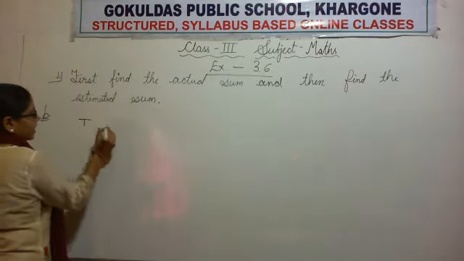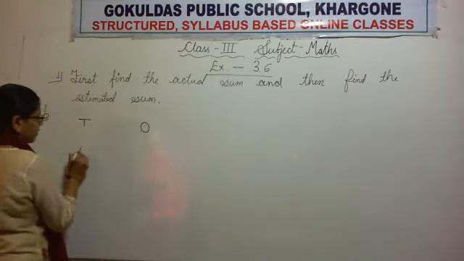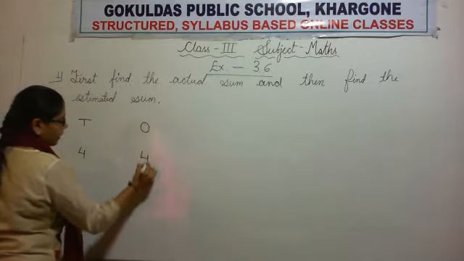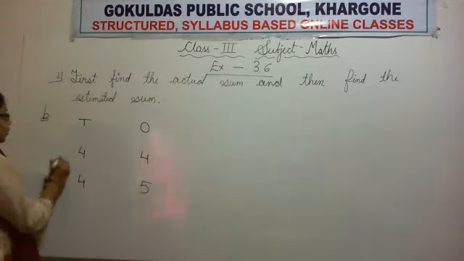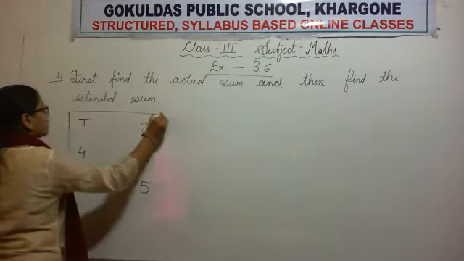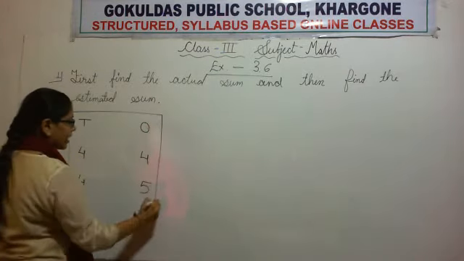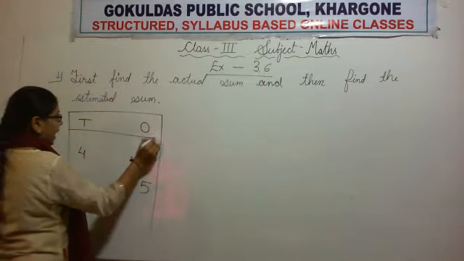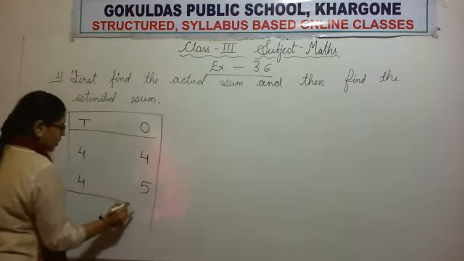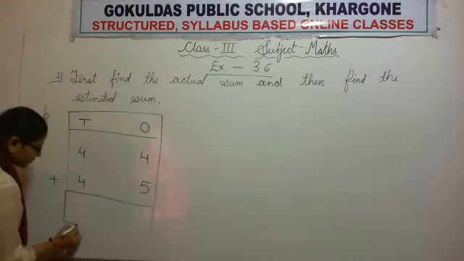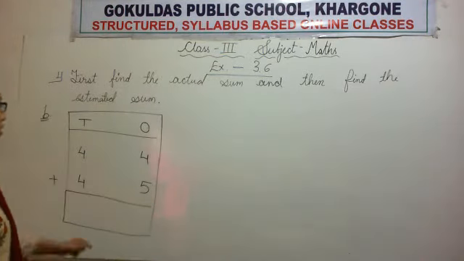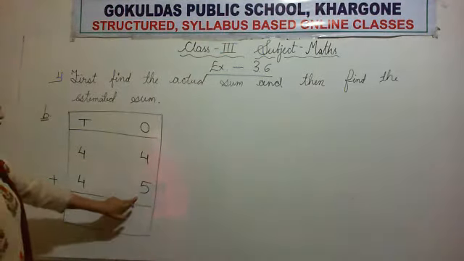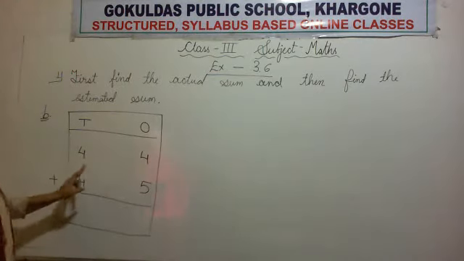First of all, writing of tens and ones. The numbers are 44 and 45. So first we will find out the actual sum. For finding out the actual sum, we will add the actual numbers. So let's do it, starting from the ones place. 4 plus 5.